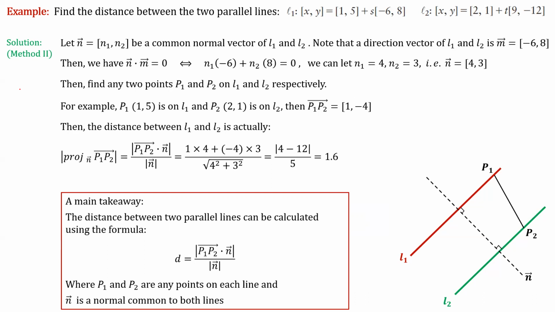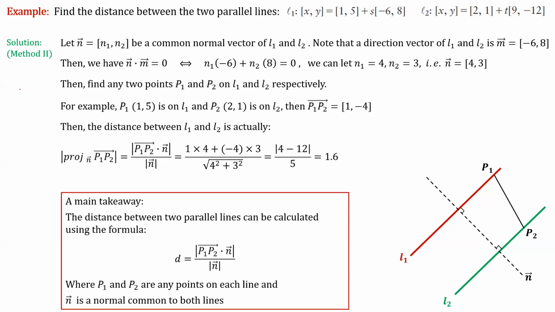So we can let n1 be 4 and n2 be 3. Therefore, we can find a common normal vector of L1 and L2. Basically, the first few steps are exactly the same as the previous method, right? Then we can find any two points P1 and P2 on L1 and L2 respectively, as shown here on the graph on the bottom right.